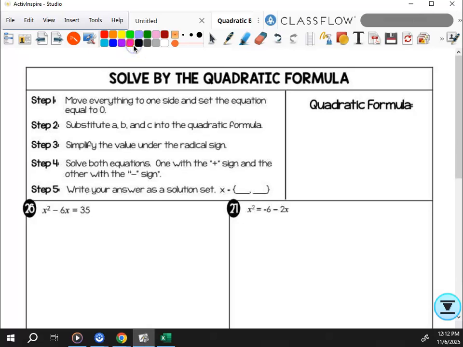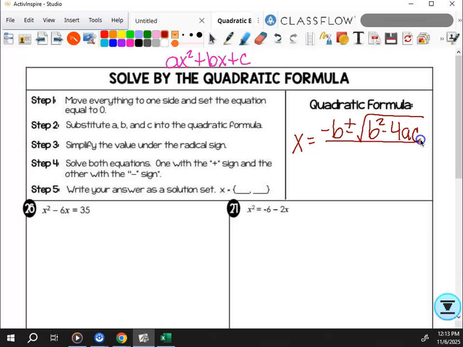Remember that your quadratics are in the form of ax squared plus bx plus c. And the quadratic formula itself is for us to find x. And so x is equal to negative b plus or minus the square root of b squared minus 4ac all over 2a. I will spare you and not actually sing it. You don't want to hear me sing.